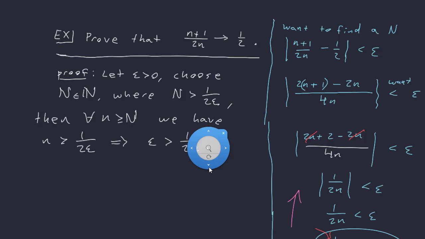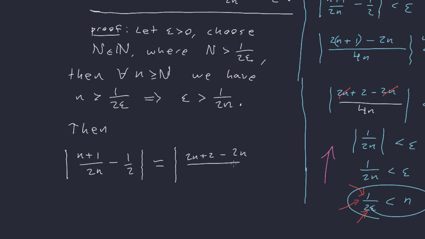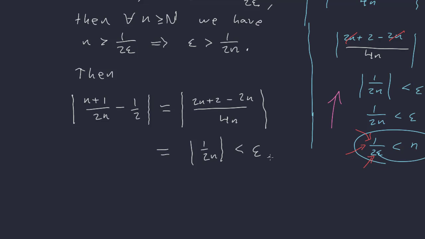So let's end our statement here. Okay, then I'll do this. The absolute value of (n plus 1) over 2n minus 1/2, okay, is equal to, now I'll do the simplification, which is the 2n plus 2 minus 2n. Notice I'm kind of skipping a little bit here, which will be equal to 1 over 2n, which will be less than epsilon by basically the statement we already have here. Okay, so therefore (n plus 1) all over 2n converges to 1/2.